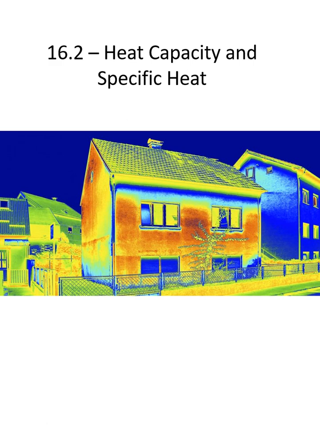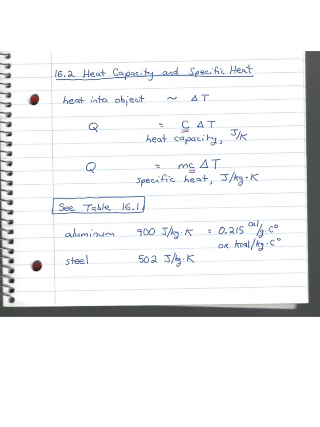Welcome back. We are in chapter 16 on temperature and heat, and this is section 16.2, heat capacity and specific heat. When we think about putting heat into an object, its change in temperature is proportional to the heat that we put in. I mentioned in the last section that temperature is a measure of the average kinetic energy of the random motion of particles. So heat, temperature, and energy, they're all related.